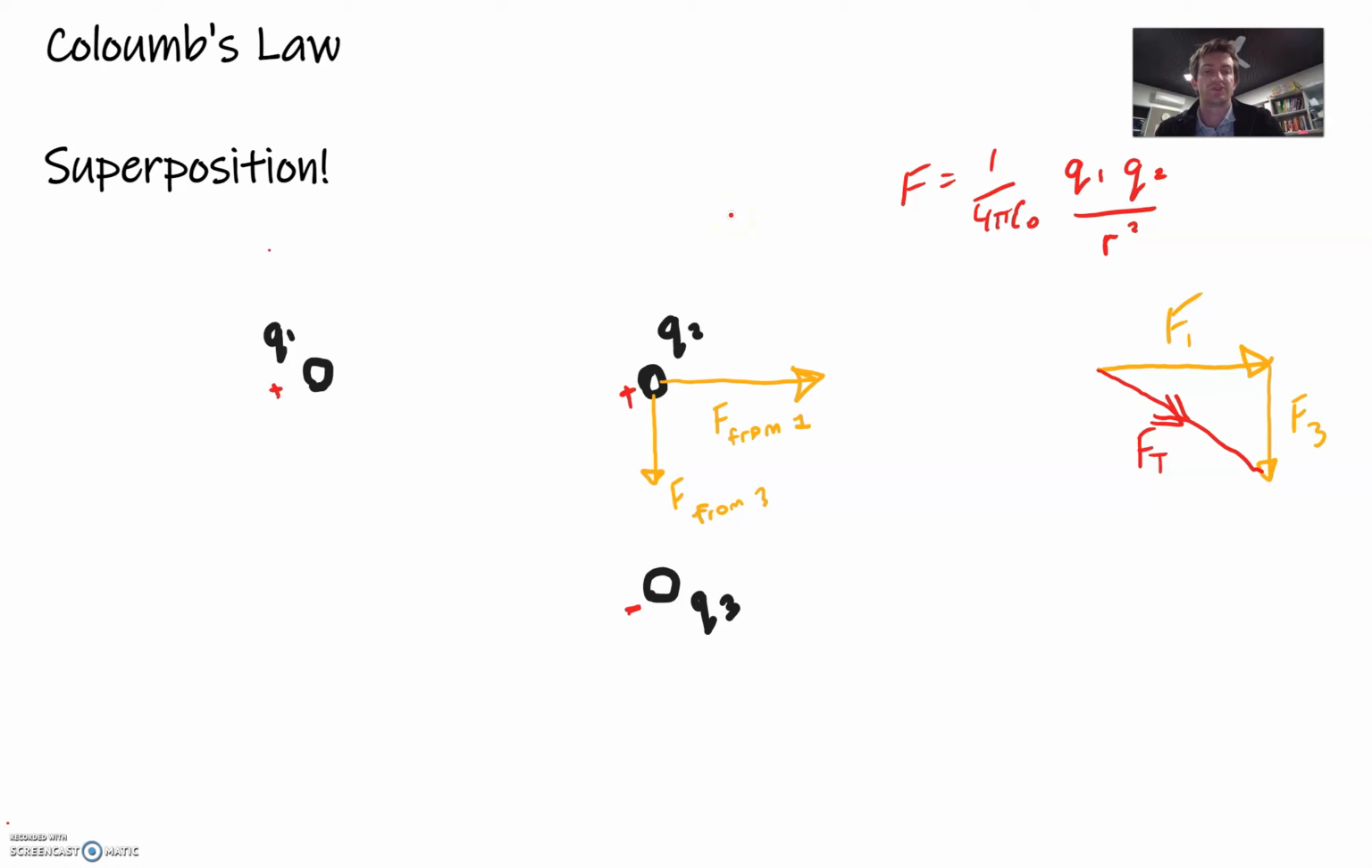And for the force for charge number 3, we've got to use that formula again. It'll be 1 over 4 pi E0, charge number 3 and 2, or 2 and 3, either way. But we need to use the correct charges there. And that will give us F number 1 and F number 3 if we use those two formulas.